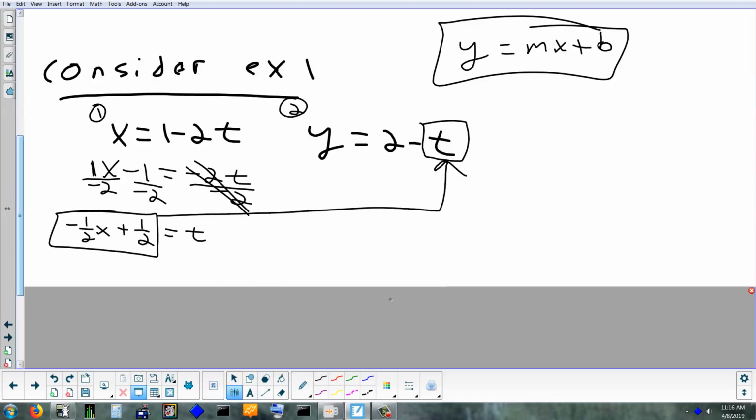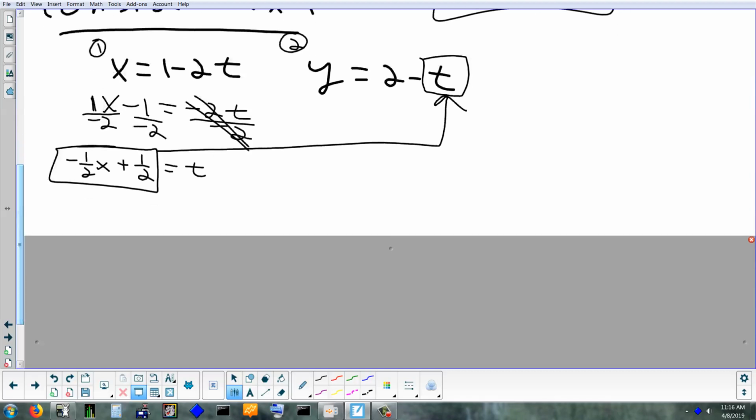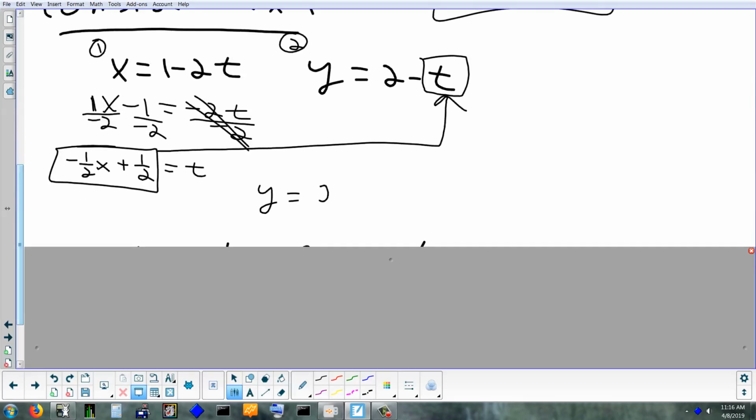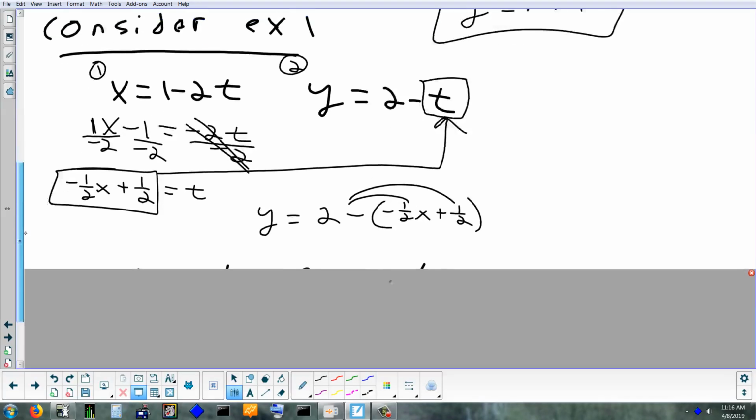Step 1. Step 2, plug in for t in the y equation. Now let's do that. Y equals 2 minus t. And anytime you substitute in, always use parentheses because watch what's going to happen with that negative. 2 minus negative 1/2 x plus 1/2. What do I have to do with that minus that's in front of the parentheses? It has to be distributed. And once we do that and combine like terms, we're going to have y equals mx plus b.